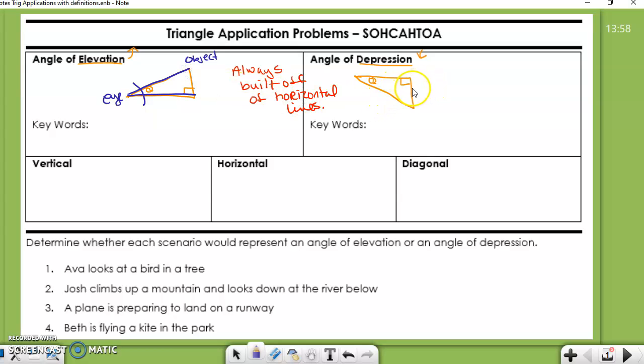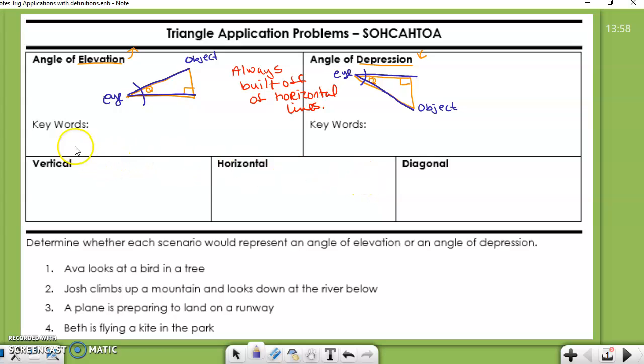For the angle of depression, the eye is here. I'm looking down at whatever object. So the angle of depression is built from the eye, straight out the horizontal, and then back from the eye, looking down. That creates my angle of depression.